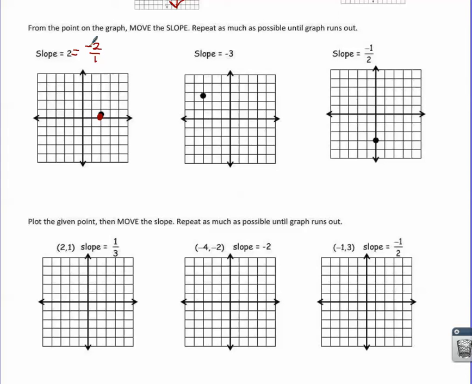Because these are both positive, you're going to go up 2, right 1. Up 2, right 1. You can repeat this as many times as you want. You could also, because you know a negative over a negative is the same thing as a positive, go down 2, left 1. And create your line. Make sure you have arrows at the end of your line.